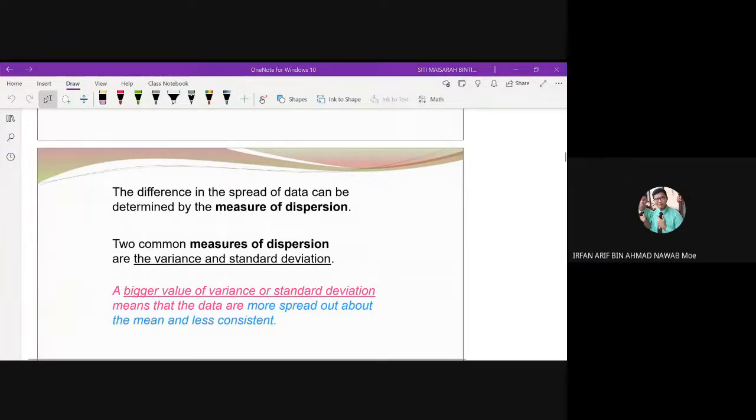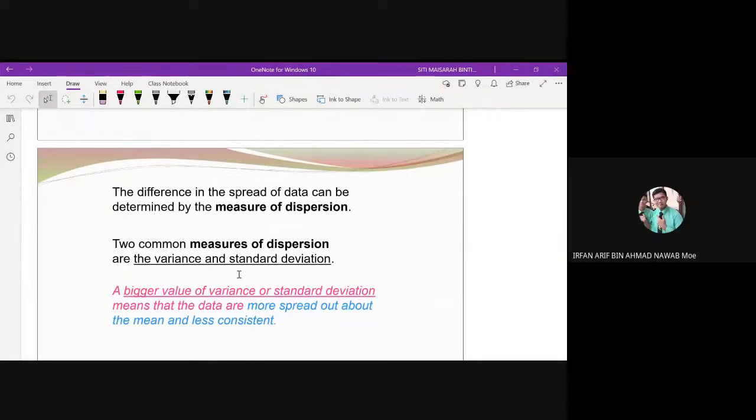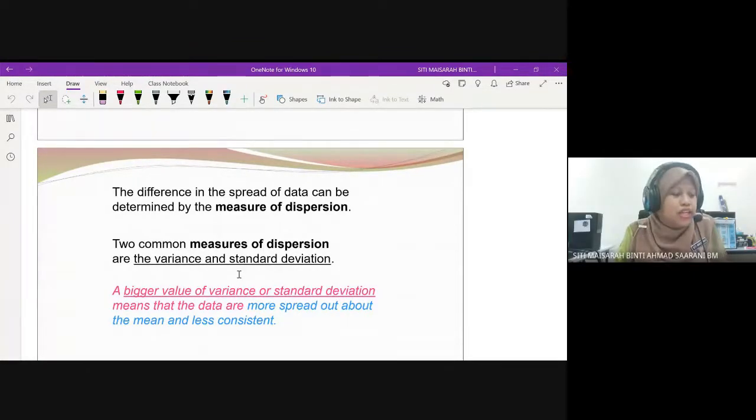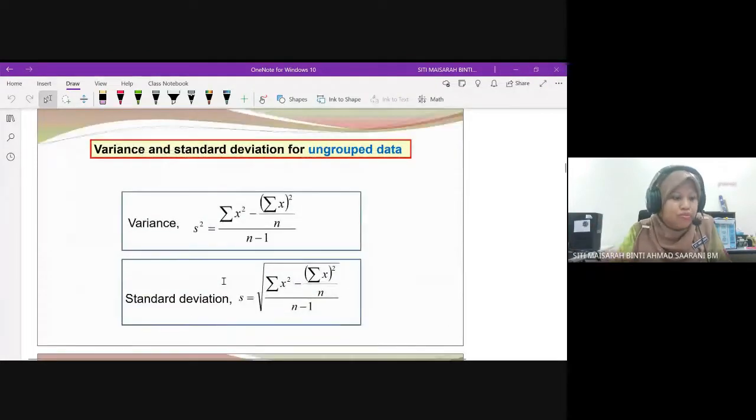Kalau kita ada dua kelas A dengan B, dua-dua dapat mean yang sama. Okay, so jadi kita nak compare dia, kita tengok variance dengan standard deviation. Yang mana lebih baik? Variance ataupun standard deviation yang lebih besar ataupun yang lebih kecil? Lebih kecil. Lebih kecil adalah lebih konsisten. Okay, so ingatlah kalau awak nak buat comparison macam itulah.